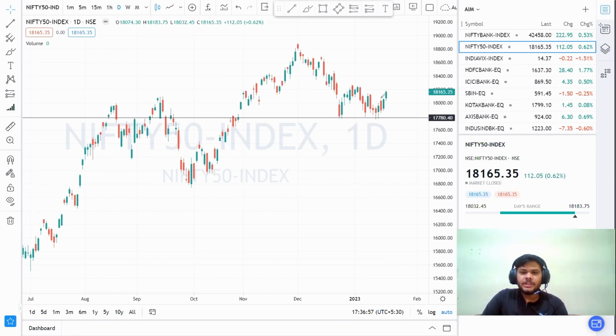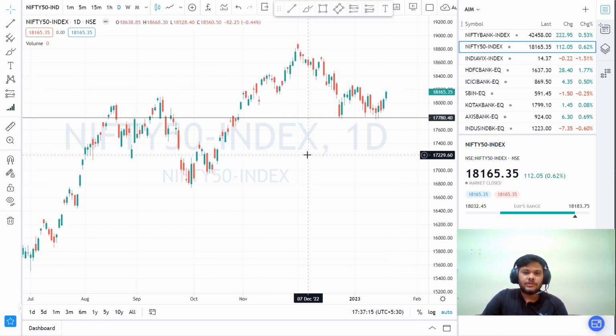So my suggestion would be, if tomorrow the market opens flat or opens gap up and if it trades above 18,170, then you can take a trade for buying. But if it trades above the 18,200 level, then you can also take a trade for buying, and you can set our target to 18,320 to 18,370.